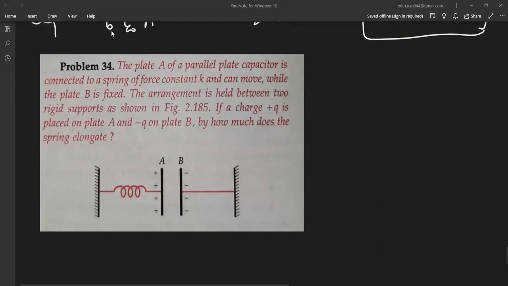Plate A of a parallel plate capacitor is connected to a spring of force constant K and can move, while the plate B is fixed. This is fixed, this can move. The arrangement is held between two rigid supports as shown. If a charge plus Q is placed on plate A and minus Q on plate B, by how much does the spring elongate?